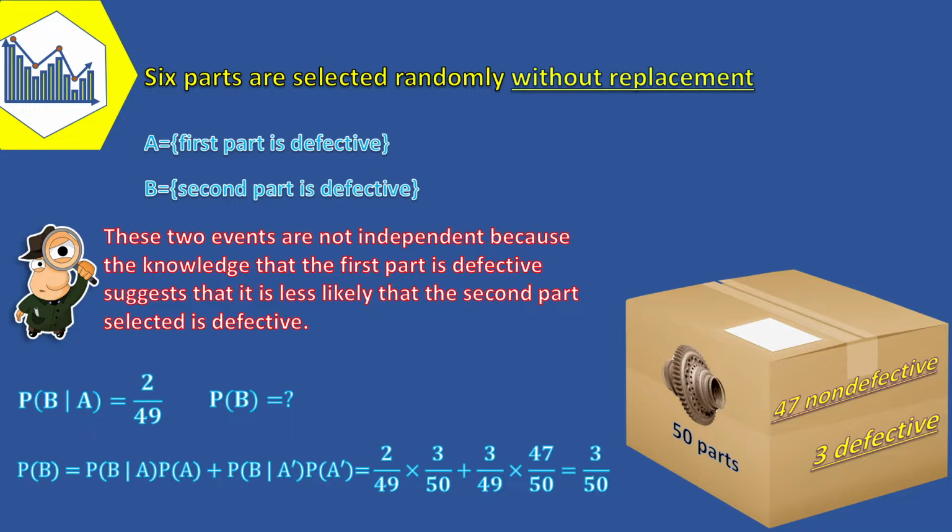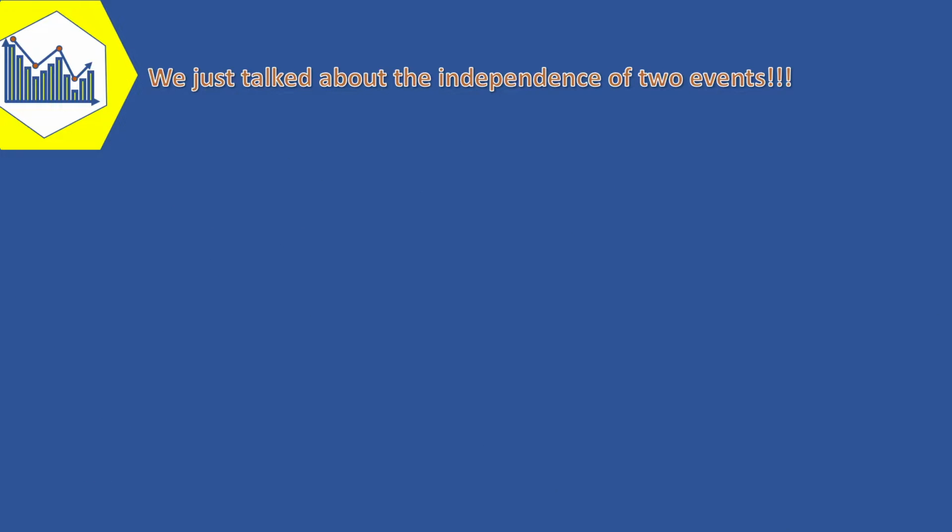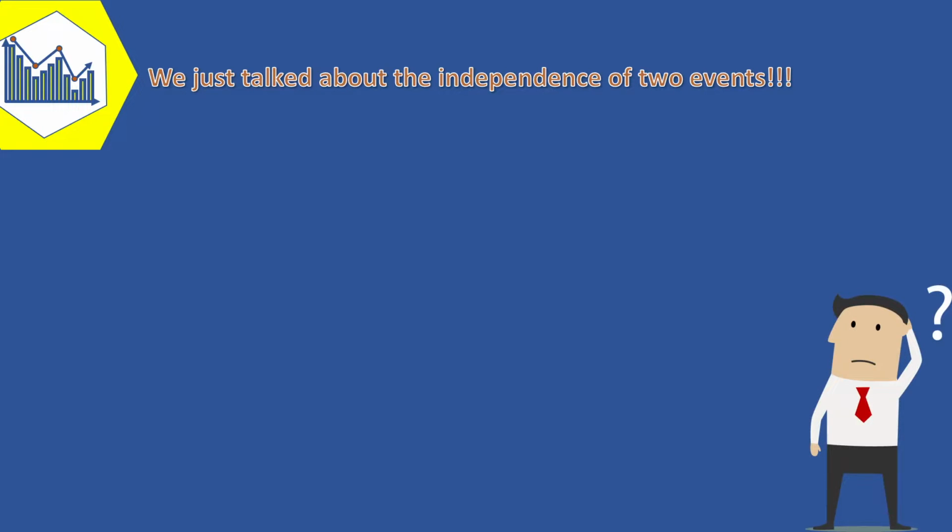Because the probability of B given A does not equal the probability of B, these two events are not independent, as we expected. However, there is an issue left. You may have noticed we talked about the independence of two events. But what should we do when we have 3 or more events? Don't worry, we can extend the definition of independence with the following general result.